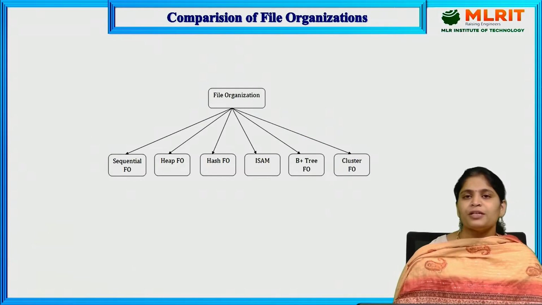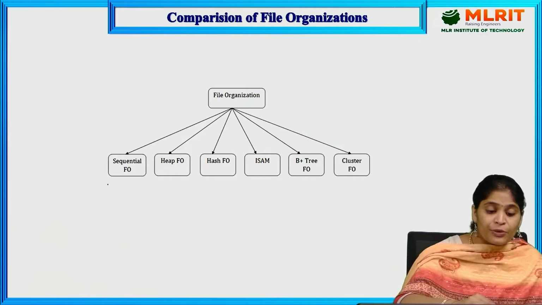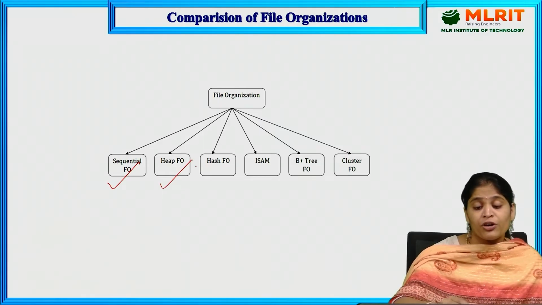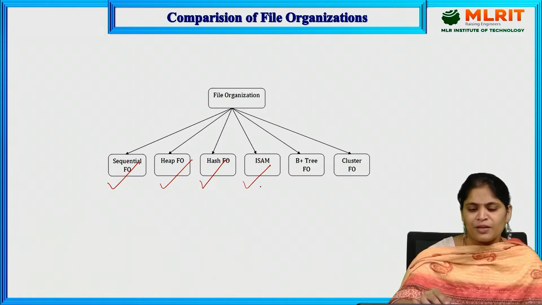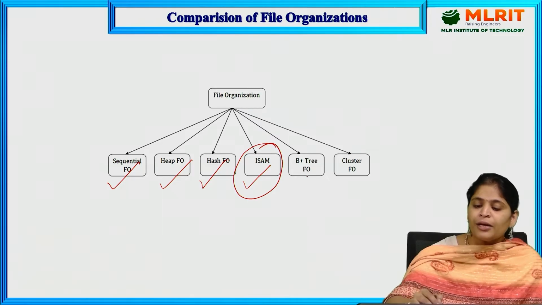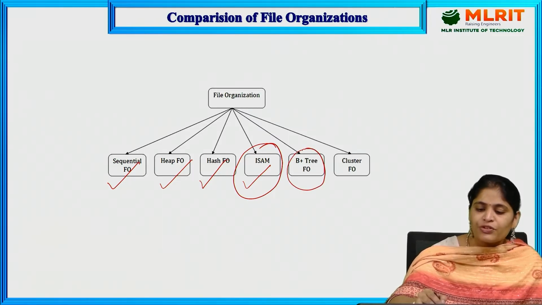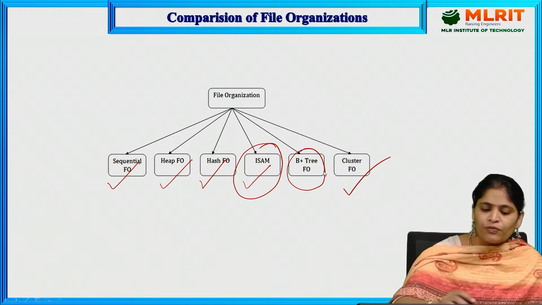Next concept is comparison of file organizations. Here we see different types of file organizations: sequential file organization, heap file organization, hash file, ISAM, indexed sequential access method. This one we will deal with in our next session. And B plus tree file organization, this also we will see in our next session. And the last one, clustered file organization. These 4 we have already dealt with.